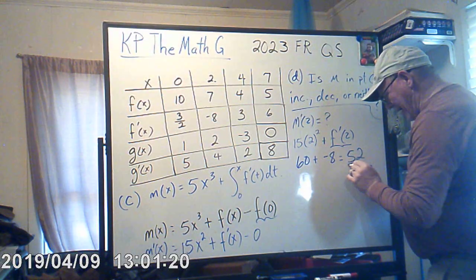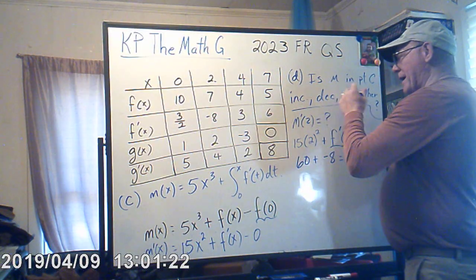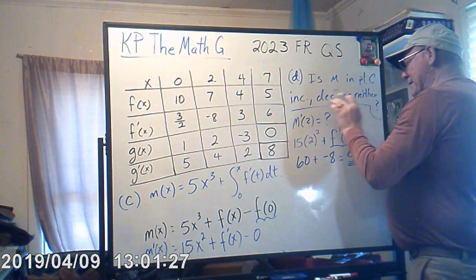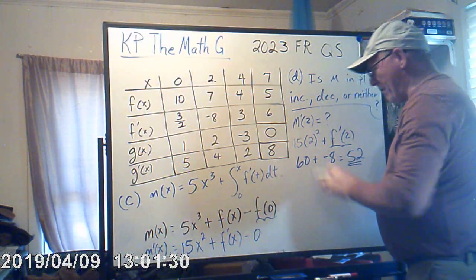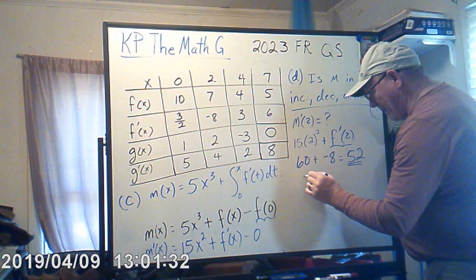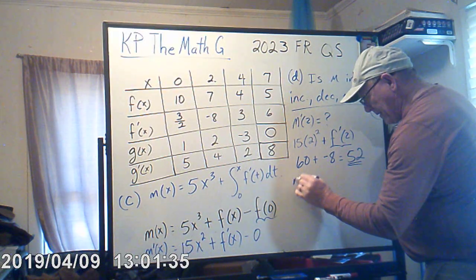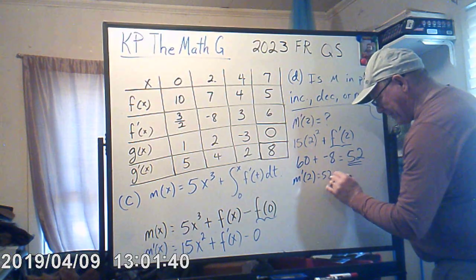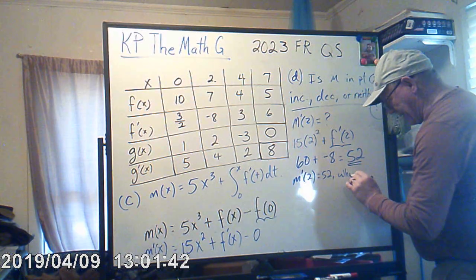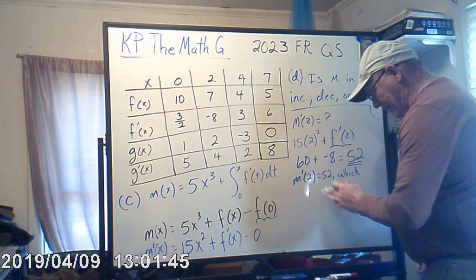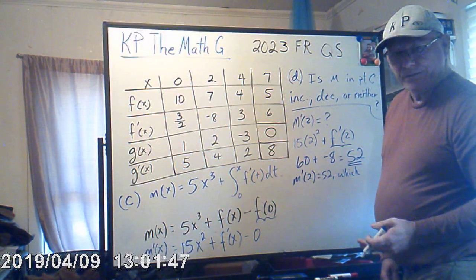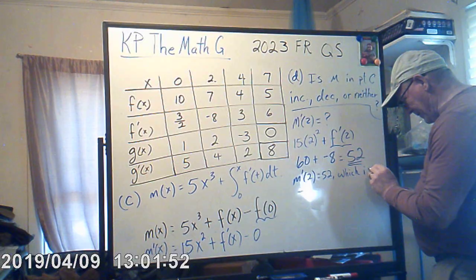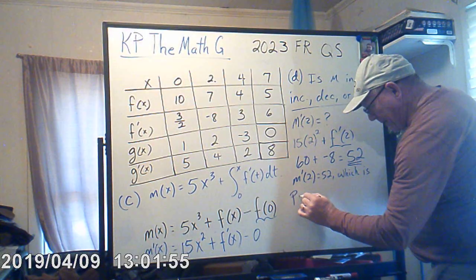Now, don't leave it at that. You got to decide from this answer, is M increasing or decreasing? Well, we found M prime at 2, so M prime at 2 is 52, which really all they want to know is this answer positive or negative? Which is positive, right?